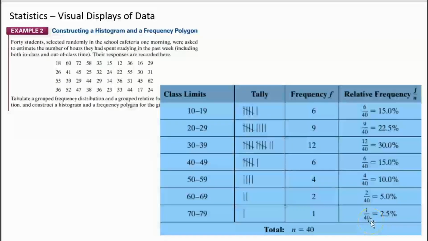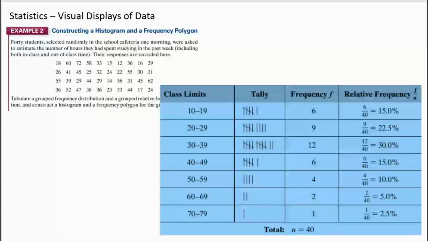Now remember what we could check? Things we could check is 6 plus 9 plus 12 plus 6 plus 4 plus 2 plus 1. That better equal 40. And then if you add 15 plus 22.5 plus 30 plus 15 plus 10 plus 5 plus 2.5, that should add to what?